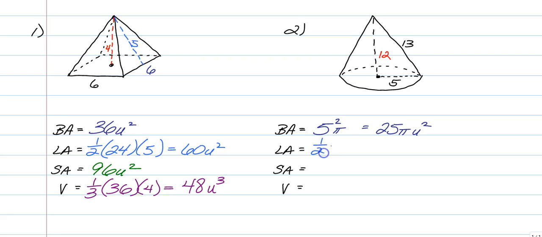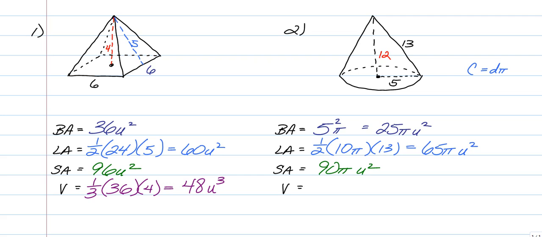Lateral area is half the perimeter. Now remember, circumference is equal to diameter pi. So if our radius is 5, our diameter is 10 pi. And then that's multiplied by the slanted height of 13. So you're just going to do 1/2 of 10 times 13, and you get 65 pi units squared. The surface area, or total surface area, we just add those two together, and that's just going to give us 90 pi units squared, because again, there's only one base in a cone.